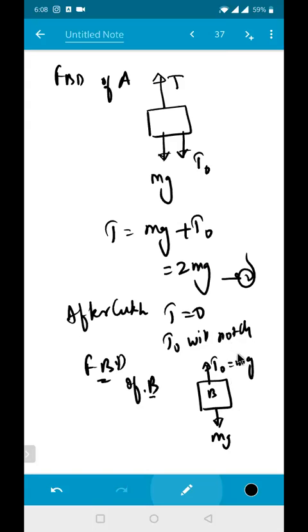Isn't it? So what will be the acceleration of your B? T naught is your mg, because it is right now falling after cutting. So this is the acceleration of your B. So the acceleration of B is how much for me? Here the force is the same, here the force is the same. So the acceleration of B will become 0.